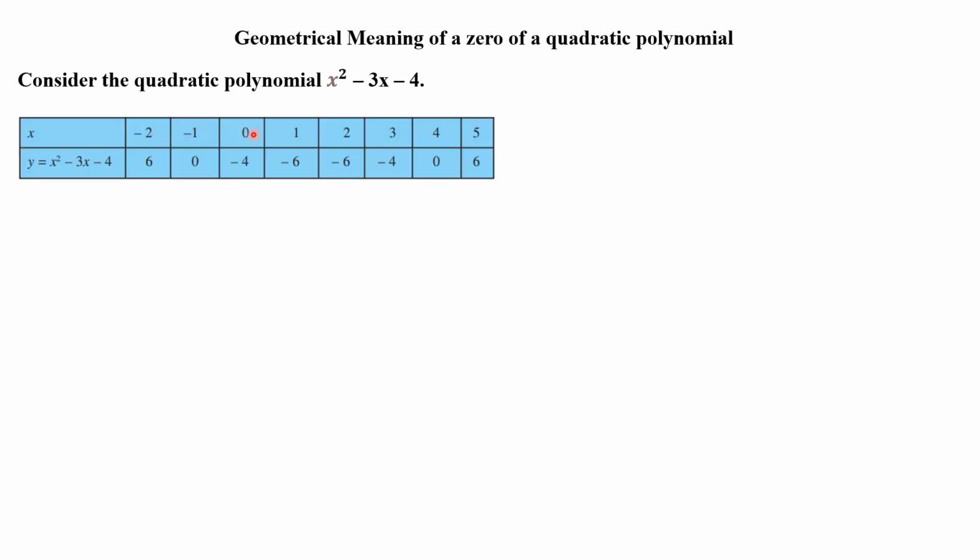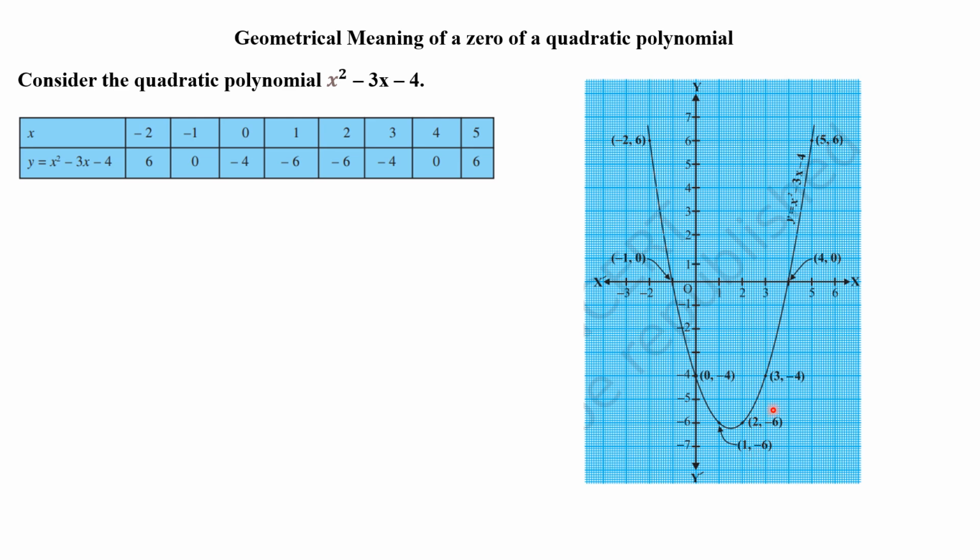So for that I have to make a table where for different values of x, if I put, I will get the value of this polynomial as, when I put x as -2, I got it as 6, then -1 I got as 0, and so on. And based on this data, when I plotted the graph, I have got something like this. Okay, and this shape is known as the parabola.